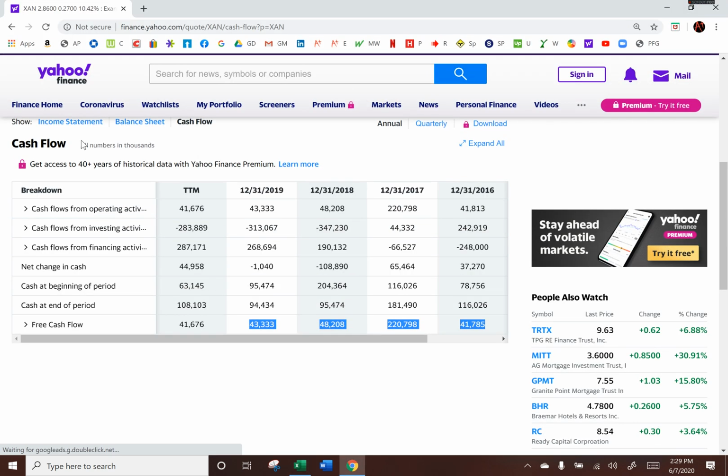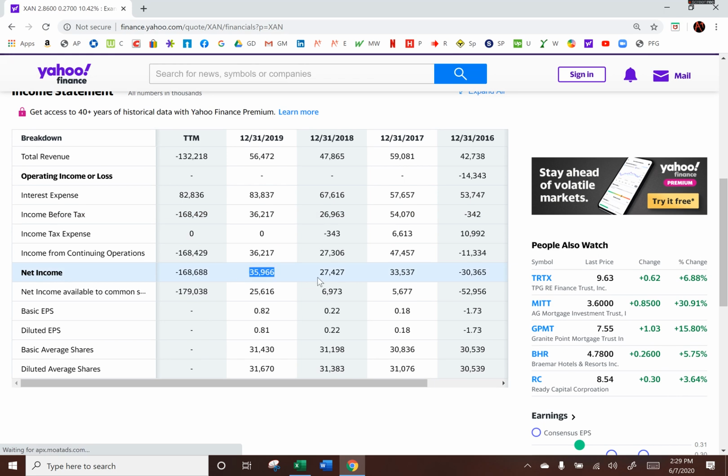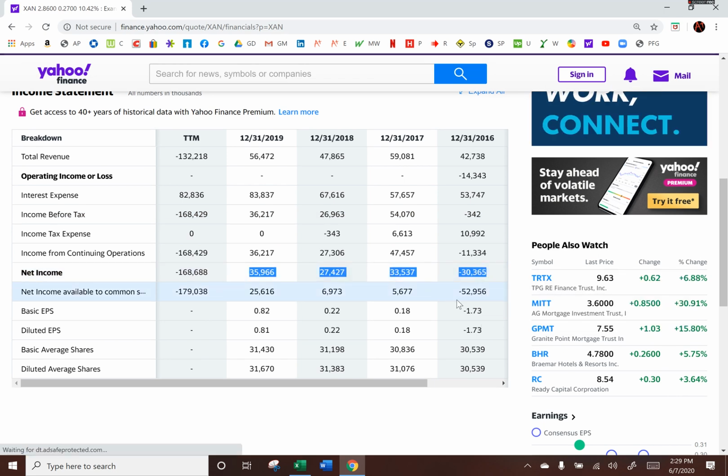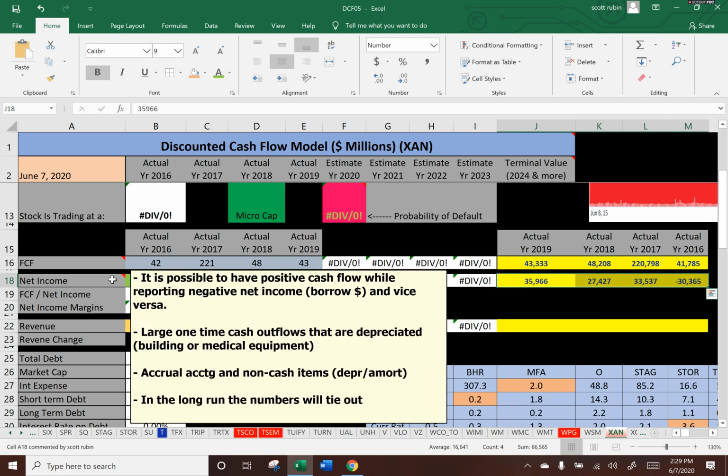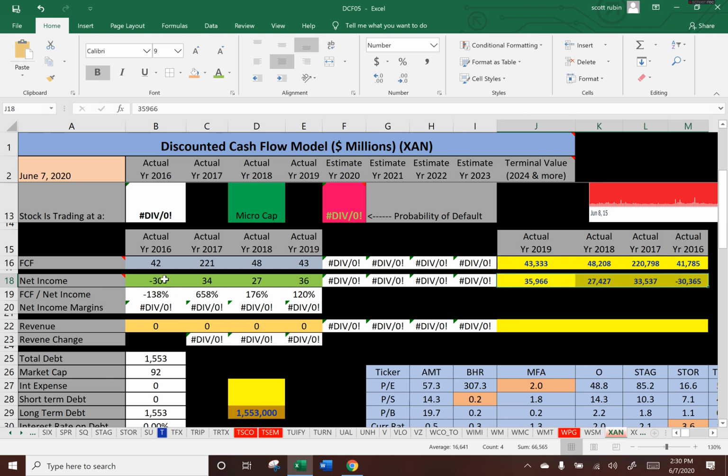Next, we need net income. And that's on the income statement. That's the profit and loss for a given time frame. And we're going to get 4 years of data. And net income, it is possible to have positive net income and negative free cash flow, or negative net income and positive free cash flow. You can see right here in 2016, the company had negative net income, but yet it had positive cash, which means in that year, 2016, it added value to the company. It added $42 million of cash.